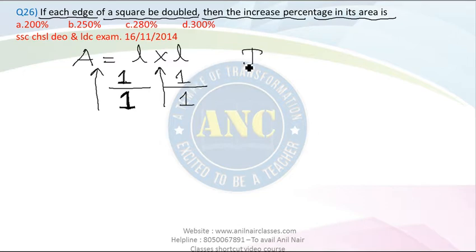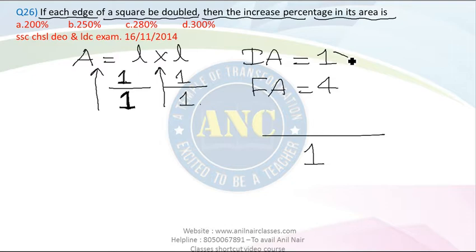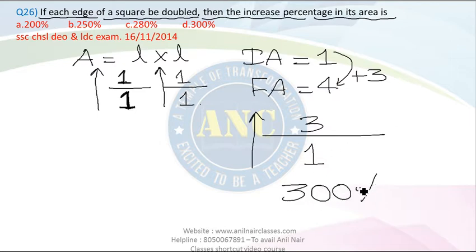Initially the area is denominator into denominator, 1 into 1, 1. Final area is 1 becoming 2, 1 becoming 2, 2 into 2, 4. Initially it was 1, 1 is becoming 4. That means there is an increase of 3. 3 by 1 is nothing but 300 percentage.